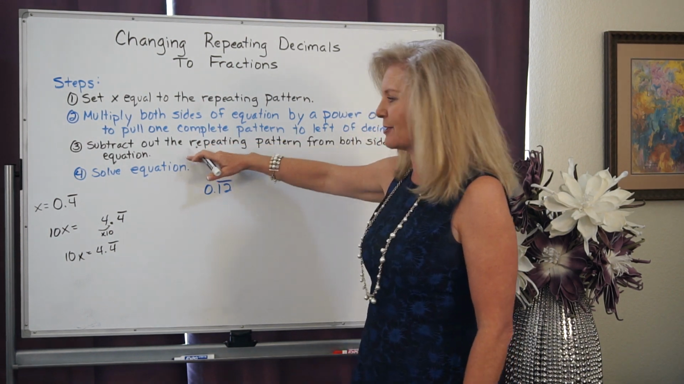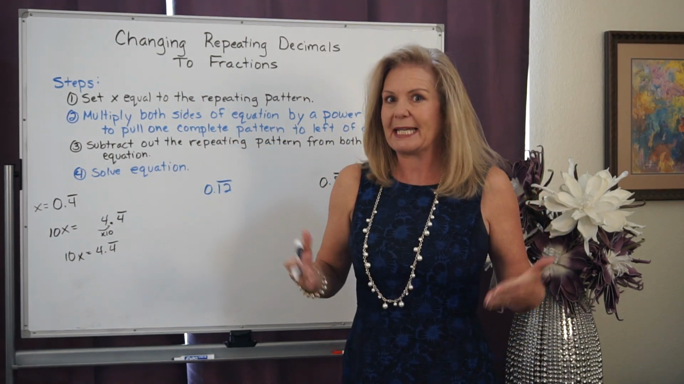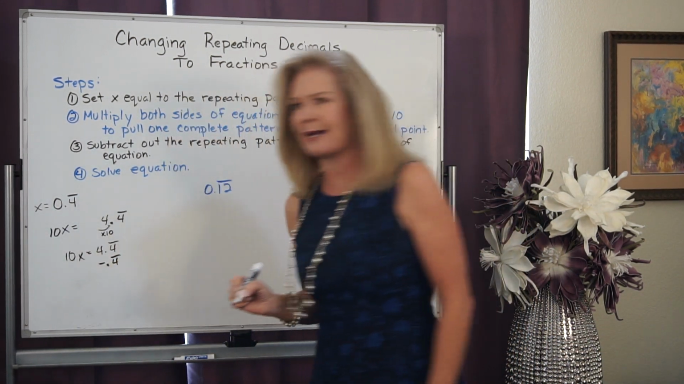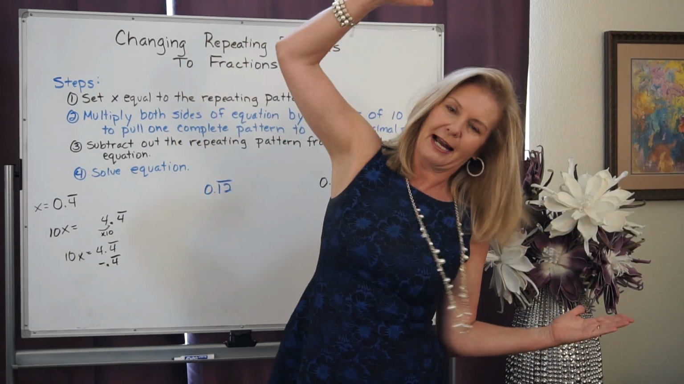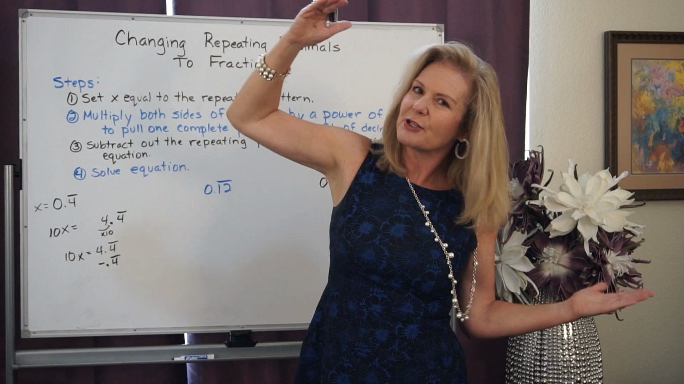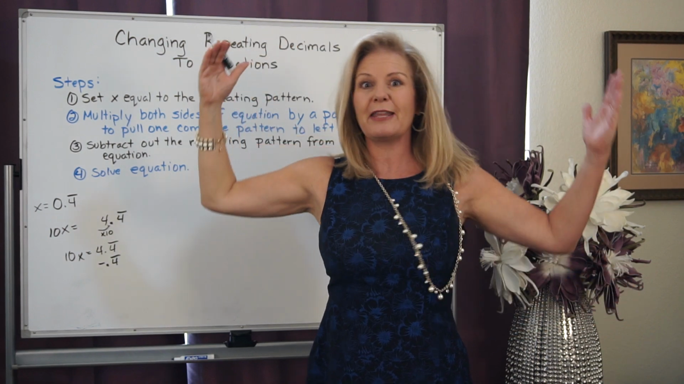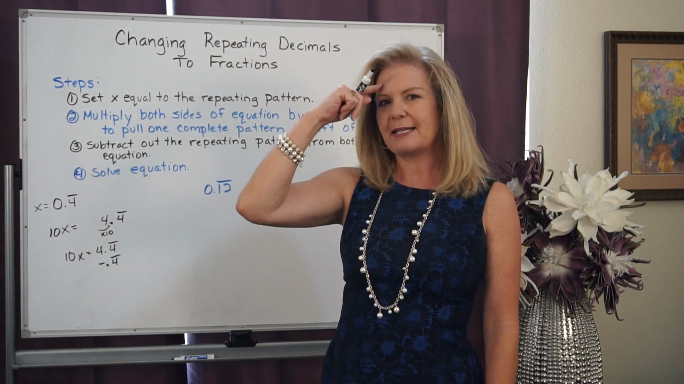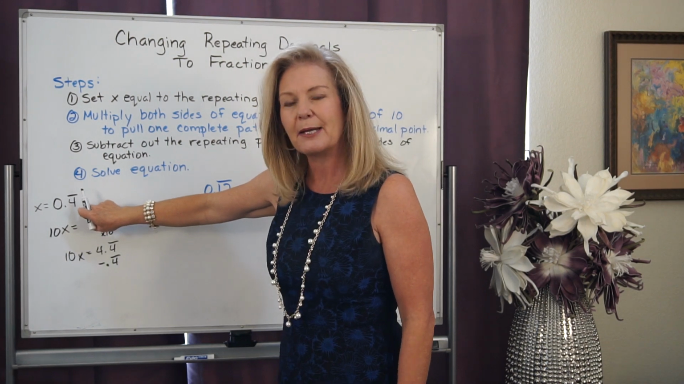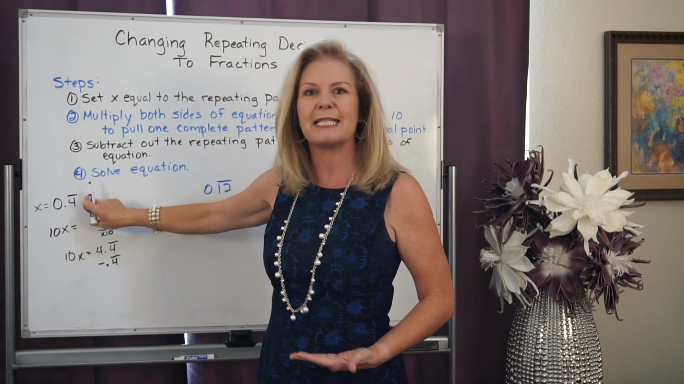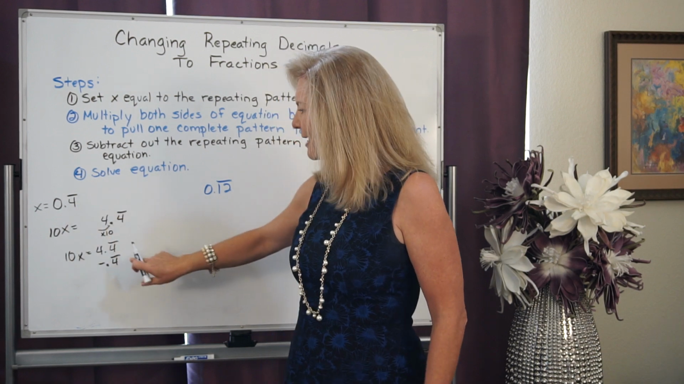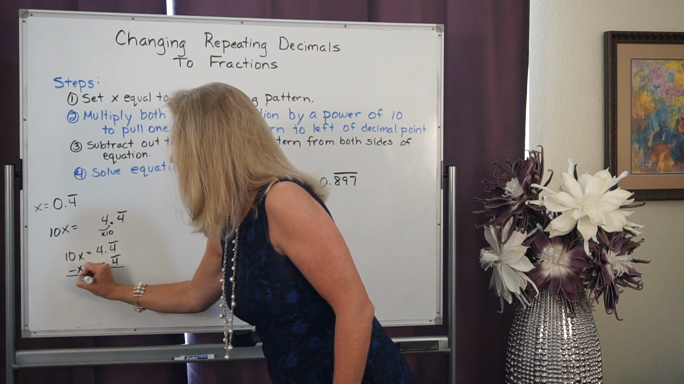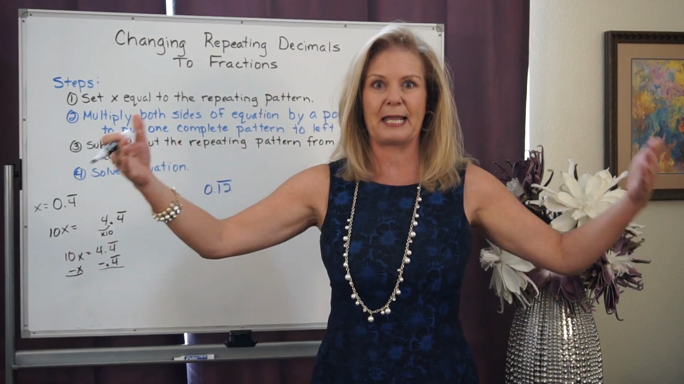So step 3 says, well, let's subtract out that repeating pattern. It looks easy on this side because all I have to do is subtract out that repeating pattern. But uh-oh, I just went out of balance again. So I have to subtract out that repeating pattern on the other side of that equal sign. But over here, it just looks like 10x. But this is where we have to go back to the very first step, because remember, I said that x was equal to that repeating pattern. So if I subtracted out the repeating pattern on this side, then all I have to do is subtract out x on that side. They equal the same thing.